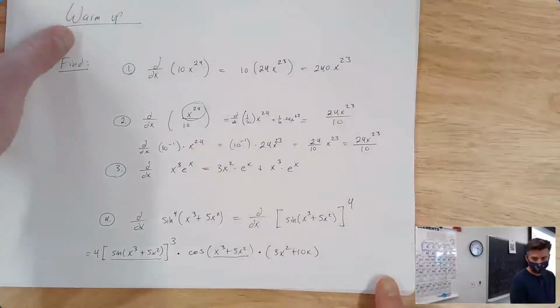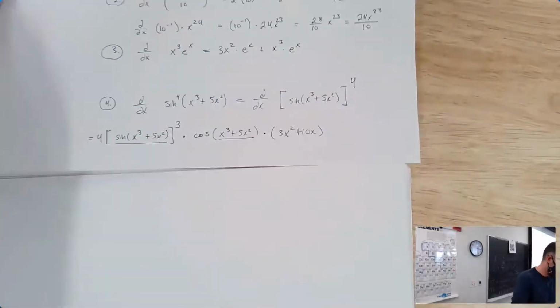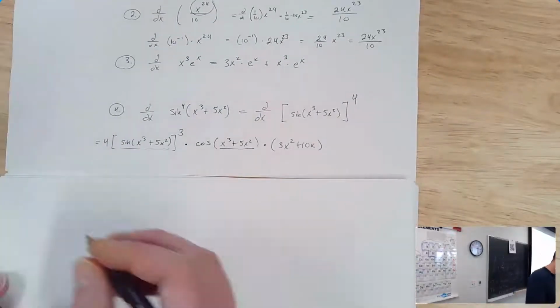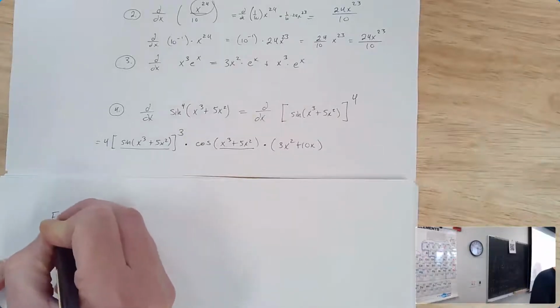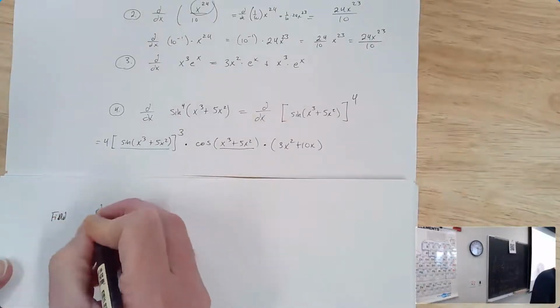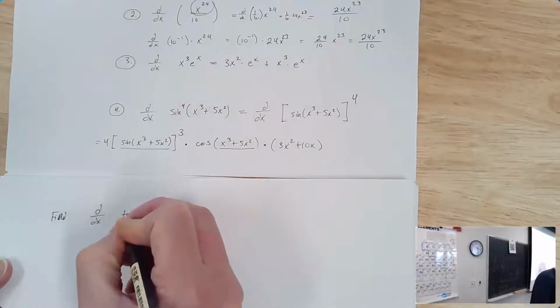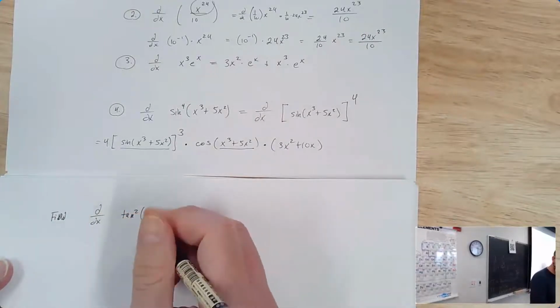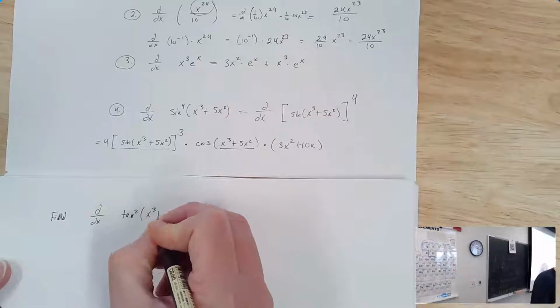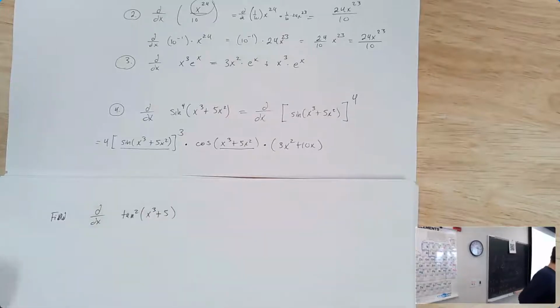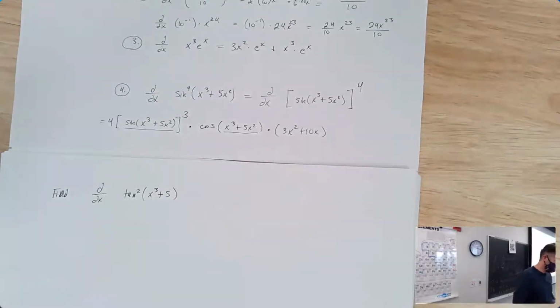Seems like a good opportunity to have you guys practice a little. Why don't you all try this one? Find the derivative of tangent squared of x cubed plus 5. Try that on for size. And I would definitely encourage rewriting. You're going to walk around and look at what you're writing.